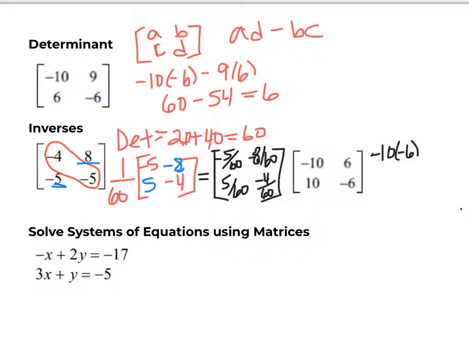All right, negative 10 times negative 6 minus 6 times 10, and I get 60 minus 60, which would be 0. So there is no inverse, or the inverse is undefined, because your determinant is 0 and you can't do 1 over 0. All right.